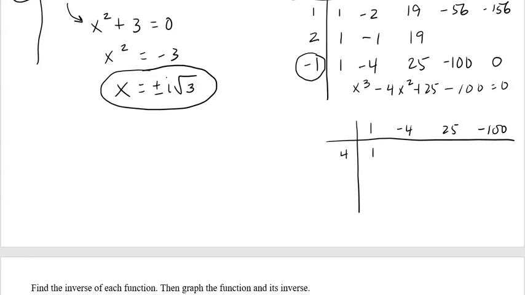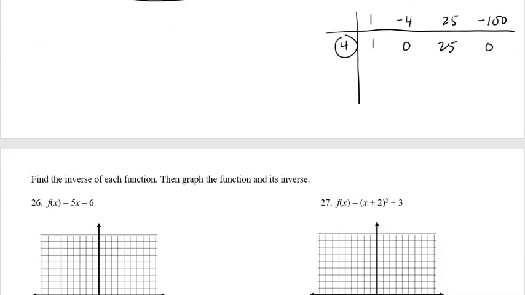So that makes hunting through the list a lot quicker. So let's see if that works. 4 plus -4 is 0. 0 plus 25 is 25. 100 plus -100 is 0. So there's my second 0. And now I've got 2 found. I've got 2 more to go.